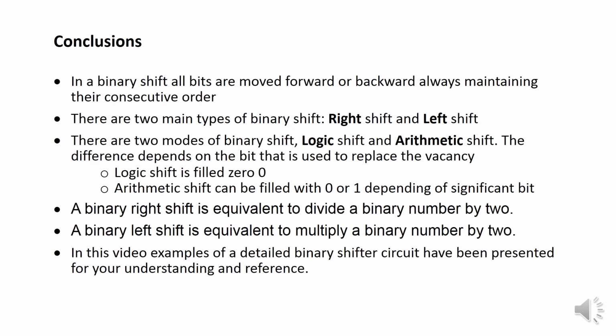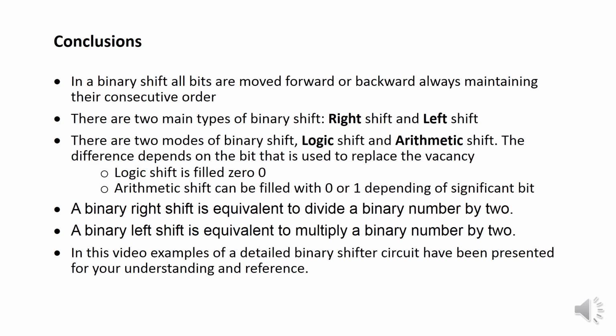In summary, in a binary shift, all bits are moved forward or backwards, always maintaining their consecutive order. There are two main types of binary shift: right shift and left shift. There are two modes of binary shift: logic shift and arithmetic shift. The difference depends on the bit that is used to replace the vacancy. Logic shift is filled with 0. An arithmetic shift can be filled with 0 or 1 depending on the significant bit.